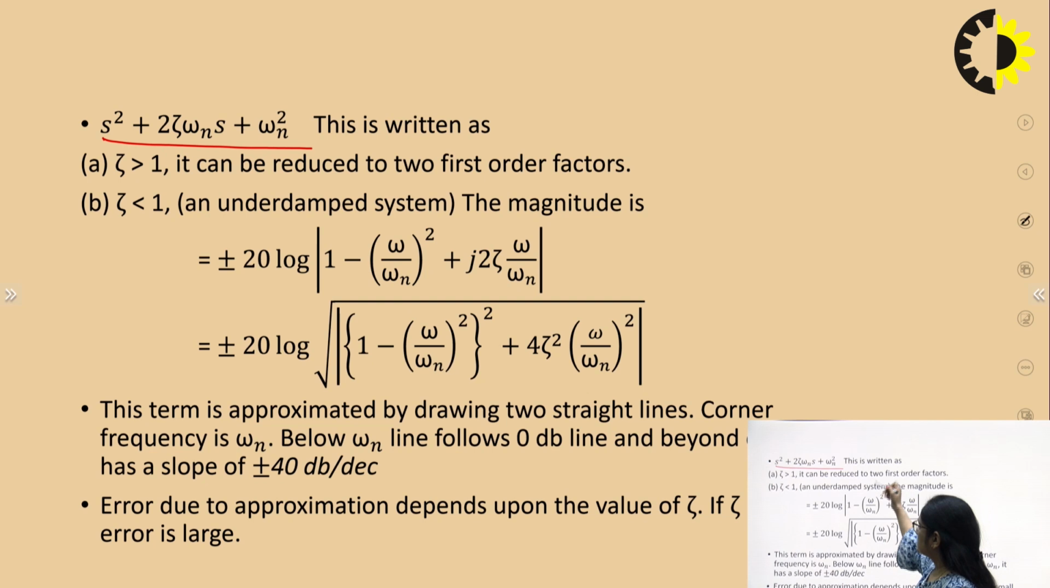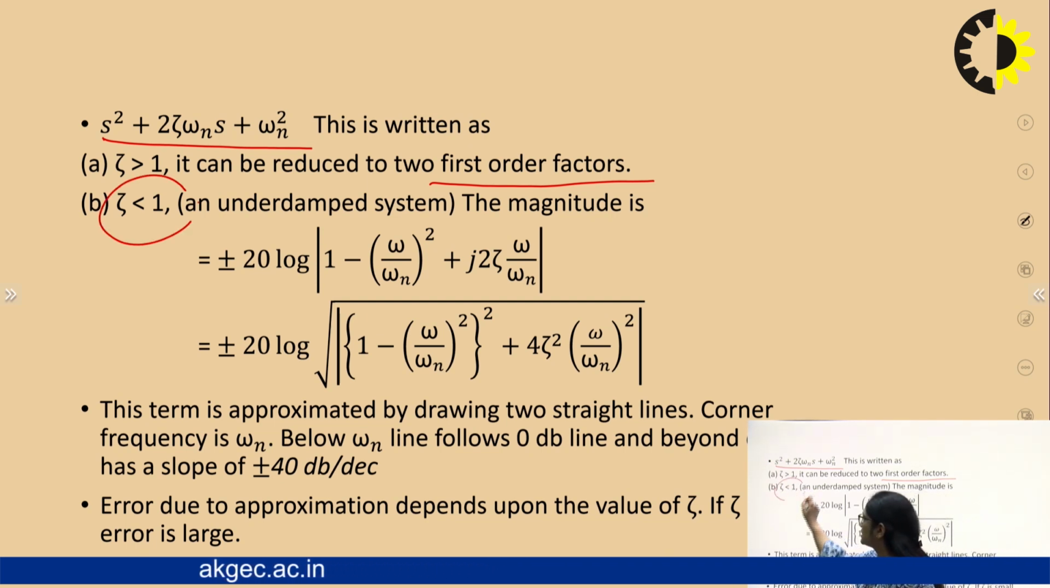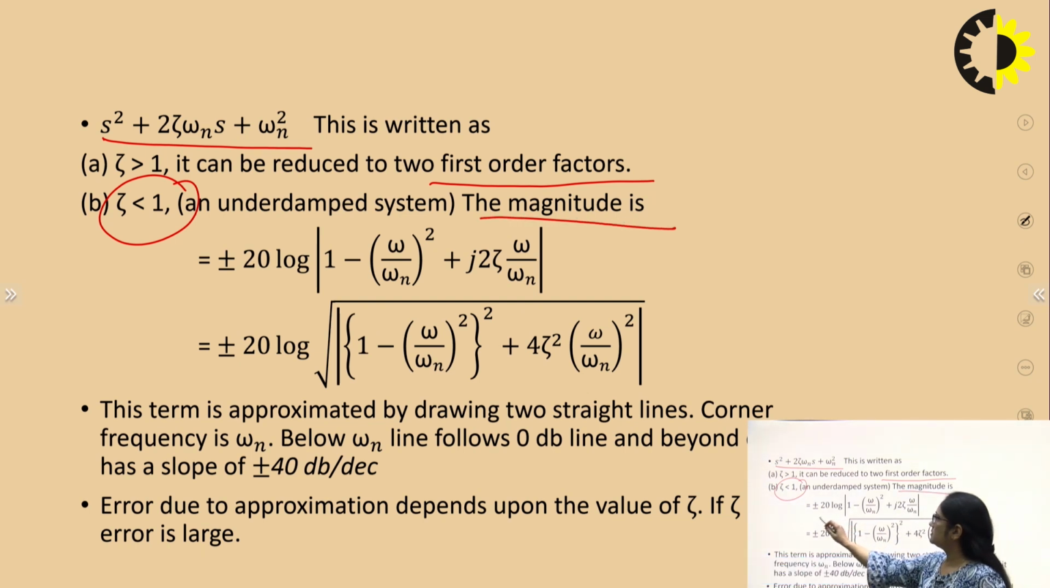So, in this case, zeta is considered for two conditions. When zeta is greater than 1, it can be treated as two first order factors, and if zeta is less than 1, it's an underdamped system. The magnitude is plus or minus 20 log.